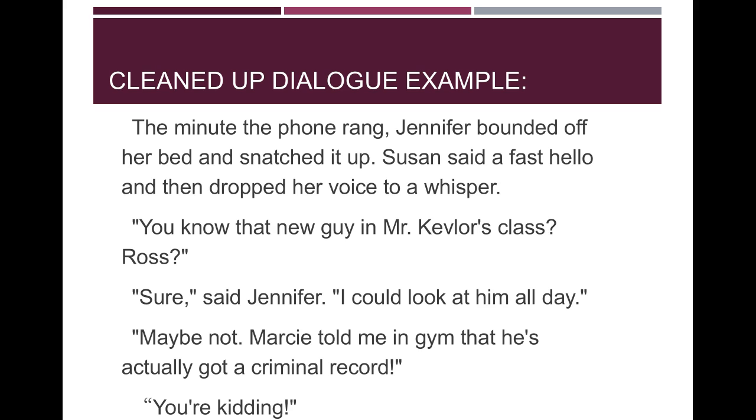So example, the minute the phone rang, Jennifer bounded off her bed, snatched it up. Susan said a fast hello. That's summary. She said a fast hello, then dropped her voice to a whisper. You know that new guy in Mr. Kepler's class, Ross? Sure, said Jennifer. I could look at him all day. Maybe not. Marcy told me and Jim that he's actually got a criminal record.